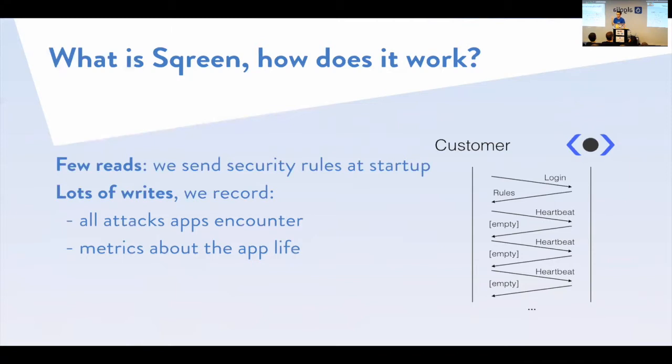And so we get a lot of writes because your application is sending all the time information to us, like the errors we encountered, the attacks we blocked, and all security-related things that help us to protect your app. So that's just a global overview of how Sqreen is working, and you need to know that to understand the challenges we face for scaling.